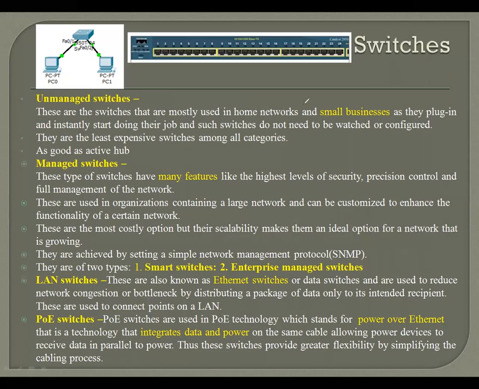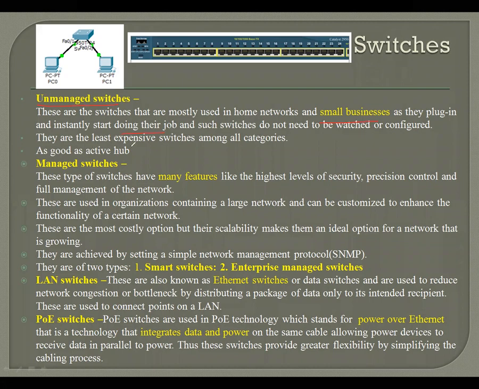A switch is the advanced version of the hub. Here there will be the unmanageable switch, and this is the switch most used in home networks. This is for small business; they are going to be used. They plug in and instantly start doing their jobs, as such switches do not need to be watched and configured.